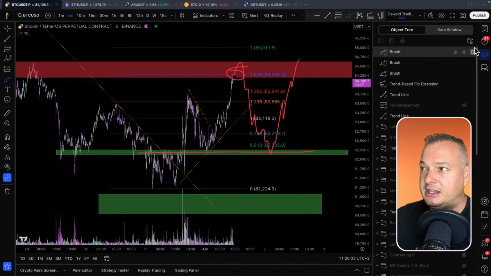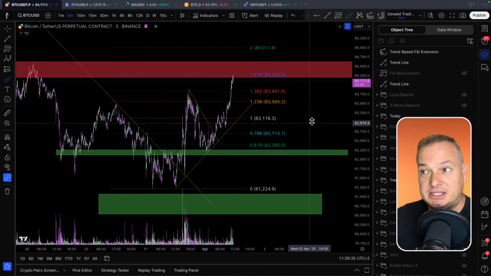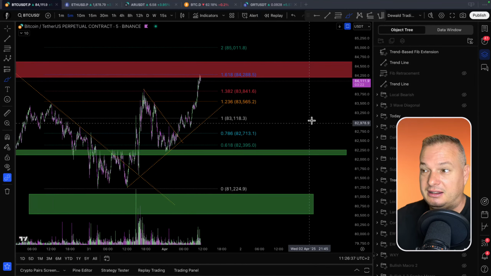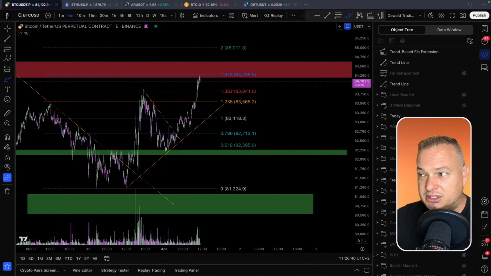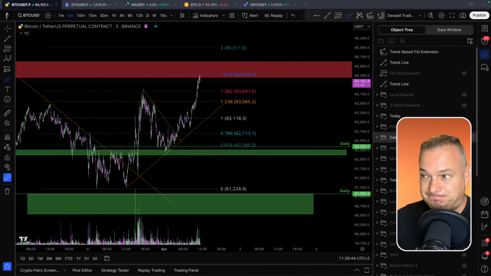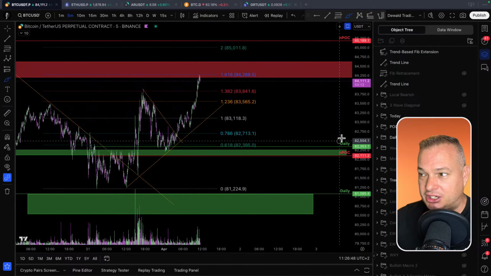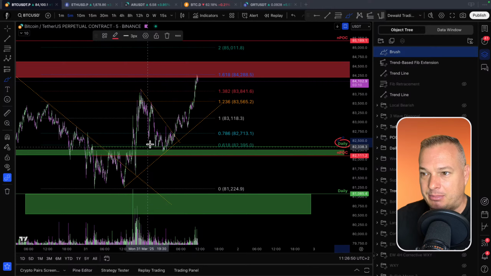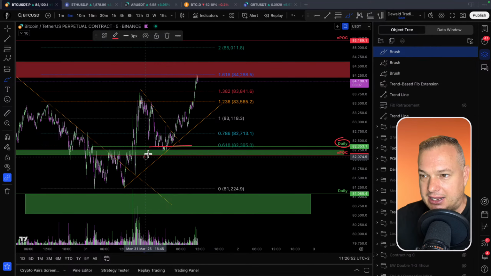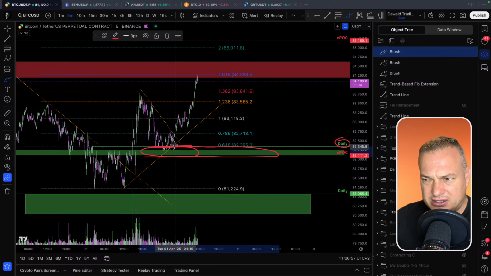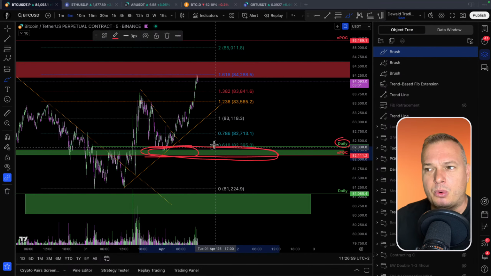Also, what is interesting about this box, and this is where I'm particularly now looking for longs again, is if I switch on my daily levels and my point of controls, we have a fresh daily level slightly above, and we have a naked point of control. So this box has now become a very important support box.